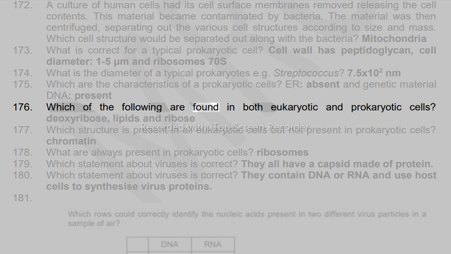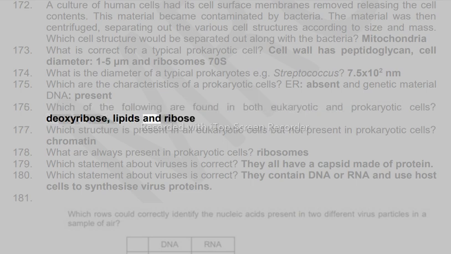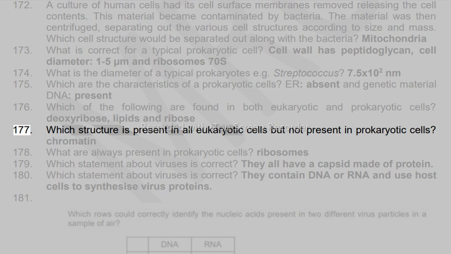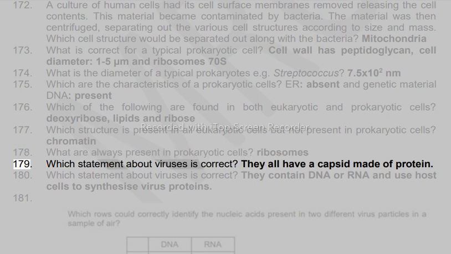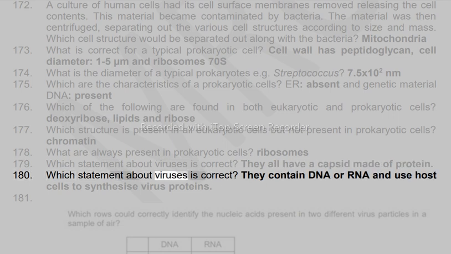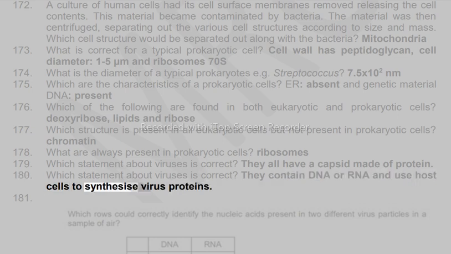176. Which of the following are found in both eukaryotic and prokaryotic cells? Deoxyribose, lipids and ribose. 177. Which structure is present in all eukaryotic cells but not present in prokaryotic cells? Chromatin. 178. What are always present in prokaryotic cells? Ribosomes. 179. Which statement about viruses is correct? They all have a capsid made of protein. 180. Which statement about viruses is correct? They contain DNA or RNA and use host cells to synthesize virus proteins.